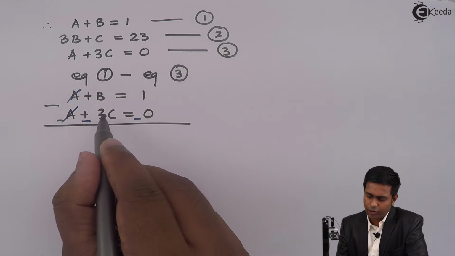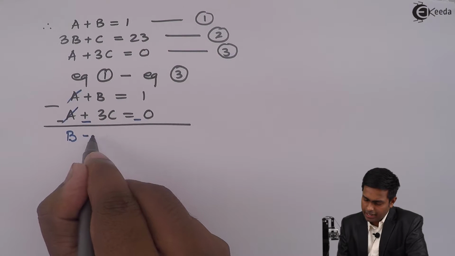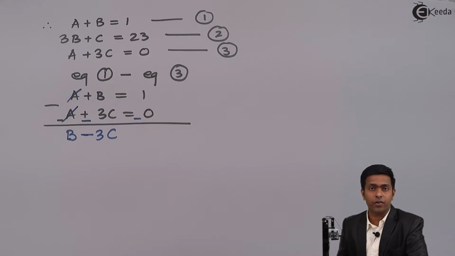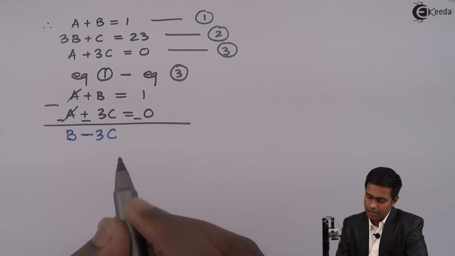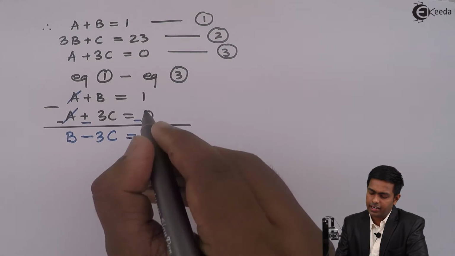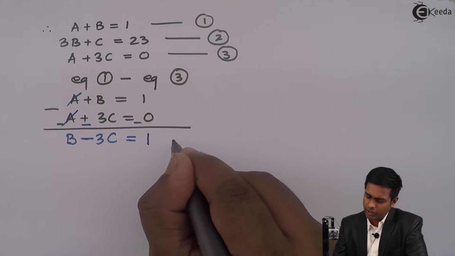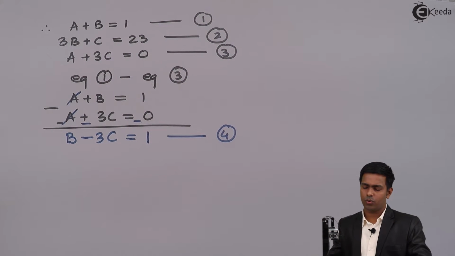Now here we don't have any term of b, so we'll keep b as it is, and this is minus of 3c. So kindly observe carefully, my friends, that every time I am considering the new signs. Similarly on the right hand side, 1 minus 0 will become 1. So we got one more equation. I will say this is equation number 4, that is b minus 3c equal to 1.